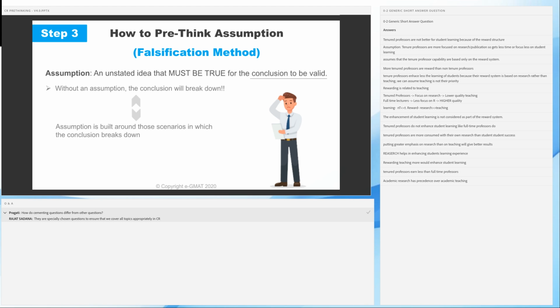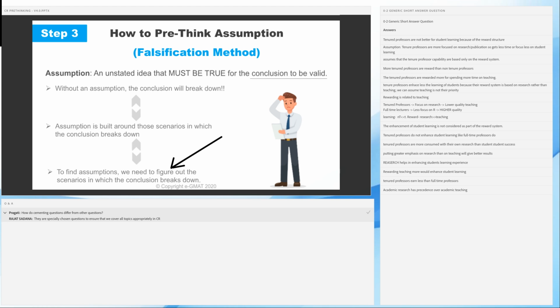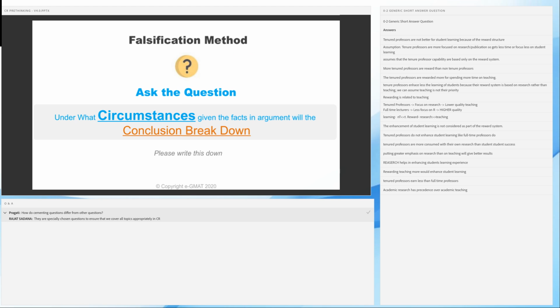So if you think about building that house, putting that roof, if you were to think about putting pillars, the first question you're going to ask is, where is my roof caving in? That's where you're going to put pillars. So if you want to figure out what an assumption is, you have to find scenarios in which the conclusion breaks down. Why? Because if you figure out those scenarios, then your assumptions simply are that such scenarios are not possible.